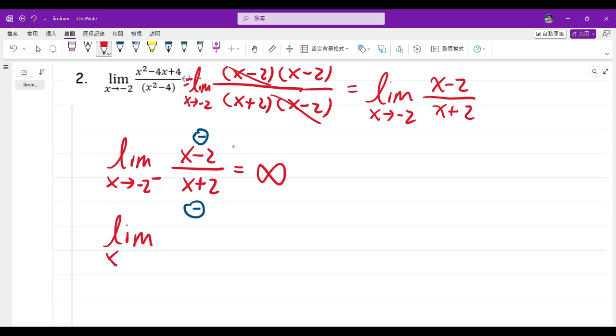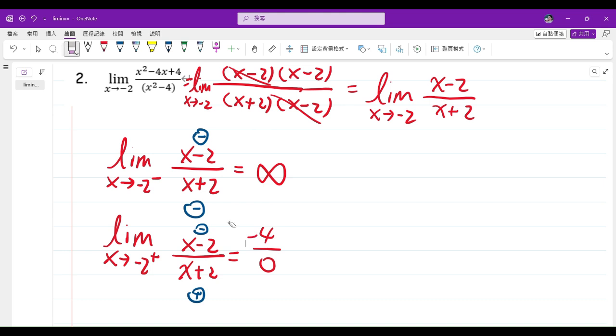And the limit as x approaches negative 2 from the positive side. However, the numerator is still a negative number, so minus 2 is still negative. But for the denominator, x is a number greater than negative 2, so if it's plus 2, it will become positive. So this one is similar, negative 4 divided by 0. So that will approach negative infinity.